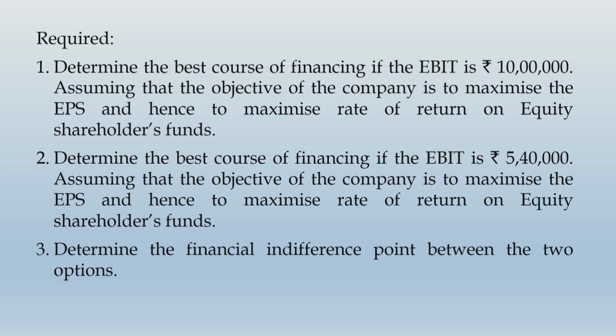Second requirement, determine the best course of financing if EBIT is rupees 5,40,000, assuming that the objective of the company is to maximize EPS and hence to maximize the rate of return on equity shareholders funds. So basically requirement number 2 and requirement number 1 both are exactly same, only what is different is the level of EBIT. The third requirement in the question indicates determine the financial indifference point between the two options.